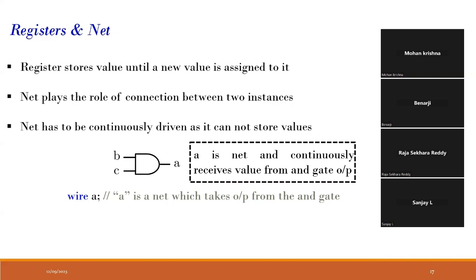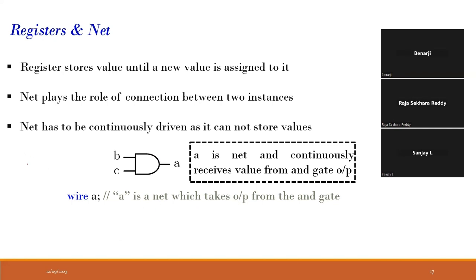Now we will see what a net is. A register cannot instantaneously change its value. It changes based on a particular event. Only when a particular event occurs will the value in the register change. But if you want something which will change continuously, then we have to use a wire.